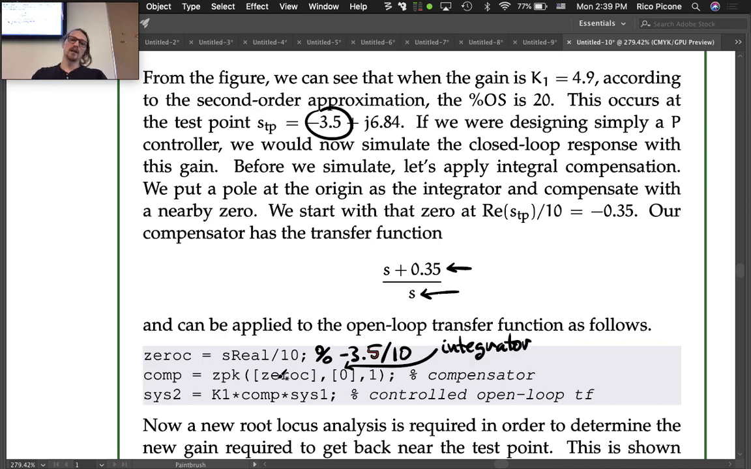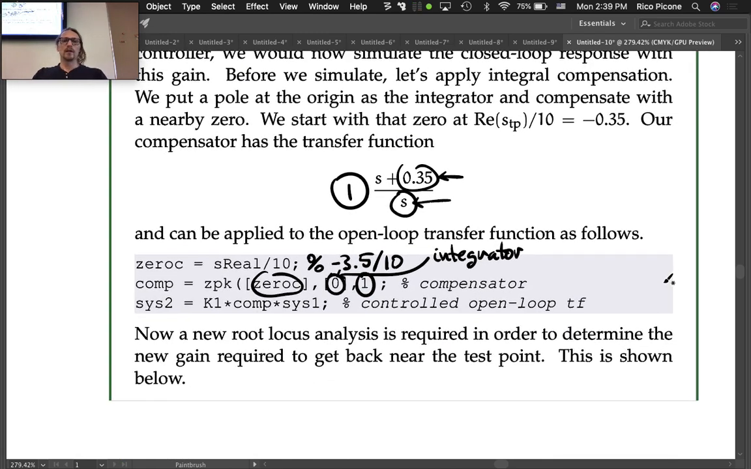We're using ZPK, so it's saying what is the pole location? Pole location is at 0. That's what we're saying there. And then it has a gain, so the 0.35 goes to the 0, the integrator goes to this 0, and then there's an overall gain factor here of just 1. So there's our compensator.